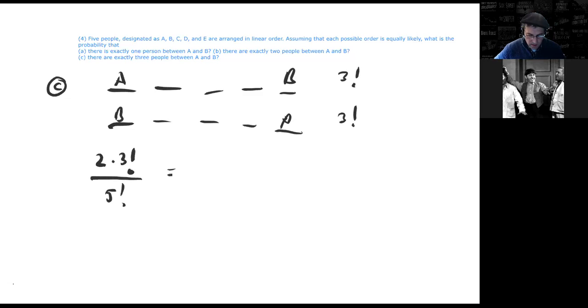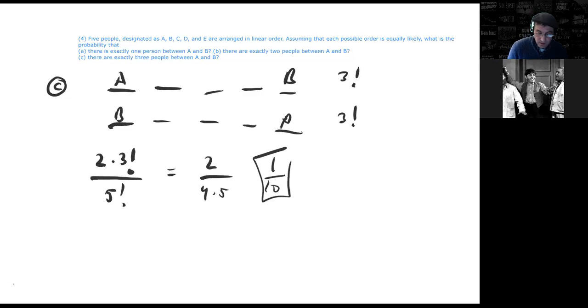And that should, I guess, what do you get there? It should be 2 over 4 times 5. If I got this right, 2 over 4 times 5, which would be 1/10. Okay. So that's the answer to problem 4. Now let's move on to problem 5.